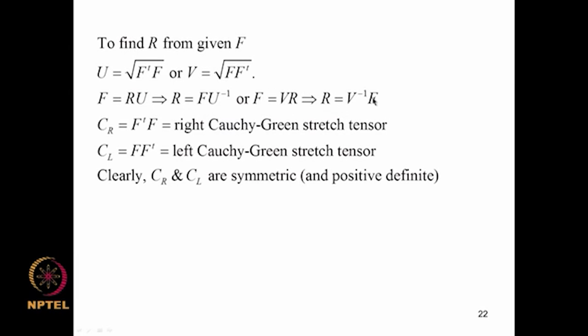Now, this quantity f transpose f is denoted by Cr, and it is known as right Cauchy-Green stretch tensor, and Cl, which is f f transpose, is left Cauchy-Green stretch tensor. Clearly, they are symmetric and positive definite. So, that can be verified by inspection here.